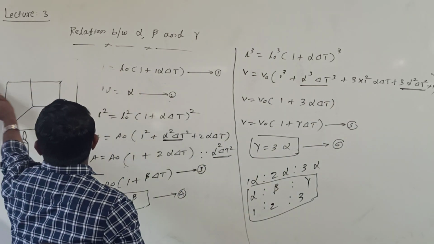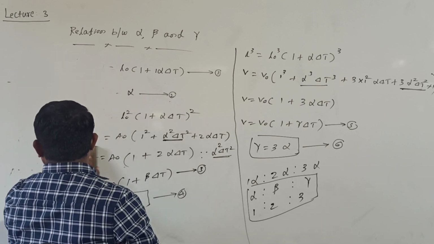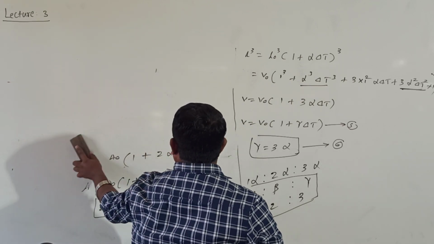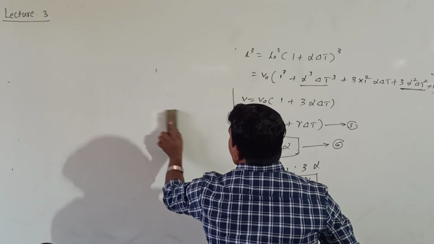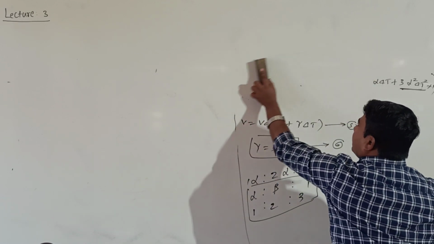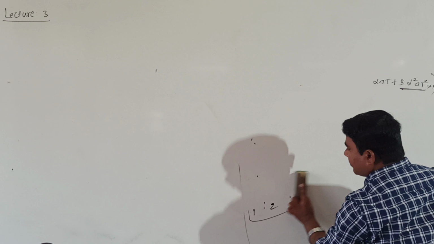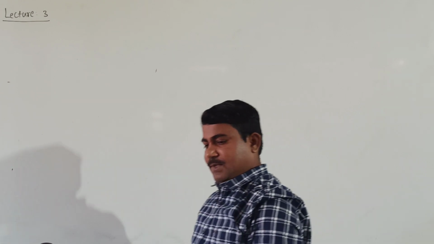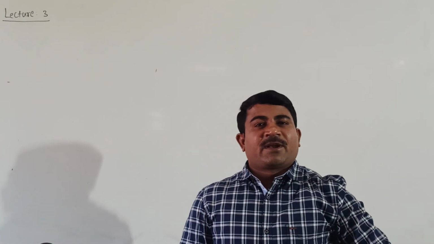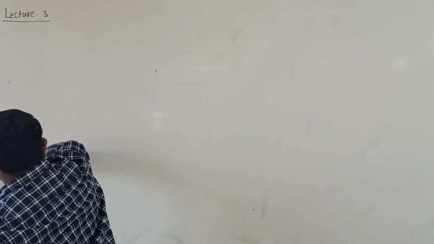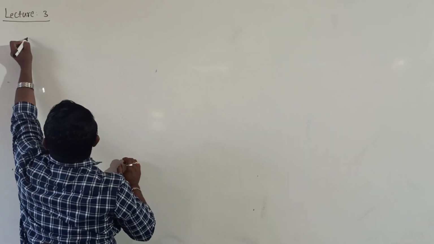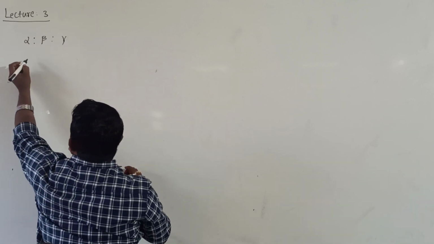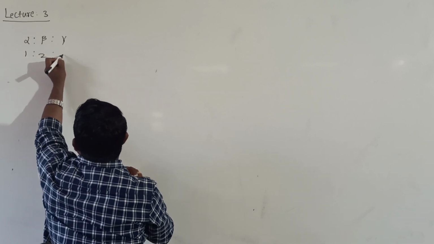See here. What relations did we get now? Alpha, beta and gamma. Right. See here. What relation did we get between alpha, beta and gamma? How are they lying? They are lying in the ratio 1:2:3.